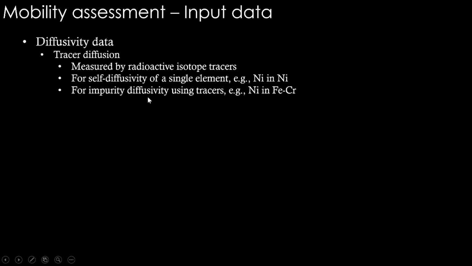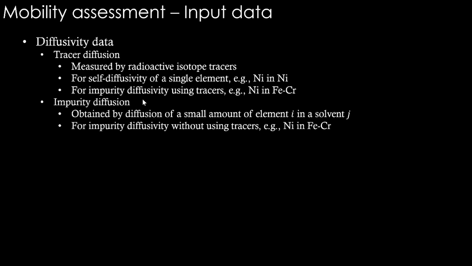This impurity diffusivity can also come without tracers, and that is obtained by diffusion of a small amount of element I in a solvent J. Because this is nickel and this is FeCr kind of thing, we can still track how this impurity is diffusing. Therefore, for impurity diffusivity measurement without using tracers, this technique can be used. It's normal diffusion of an atom, not an isotope.